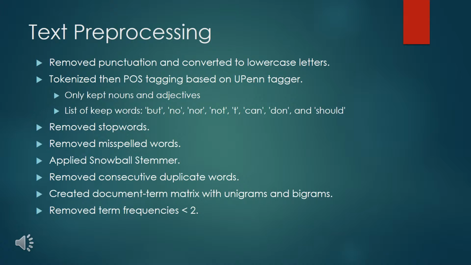Now most stop words will be removed because they're not nouns and adjectives, but this is just an additional layer to make sure that these stop words were actually removed. I also removed misspelled words, and then I applied the Snowball stemmer, which is a little more advanced than the Porter stemmer, which simply hacks off the end of a word. Finally, I removed consecutive duplicate words. I saw some reviews where a person would say, I love, love, love a particular item, and so I would convert that to one single instance of love instead of 3.